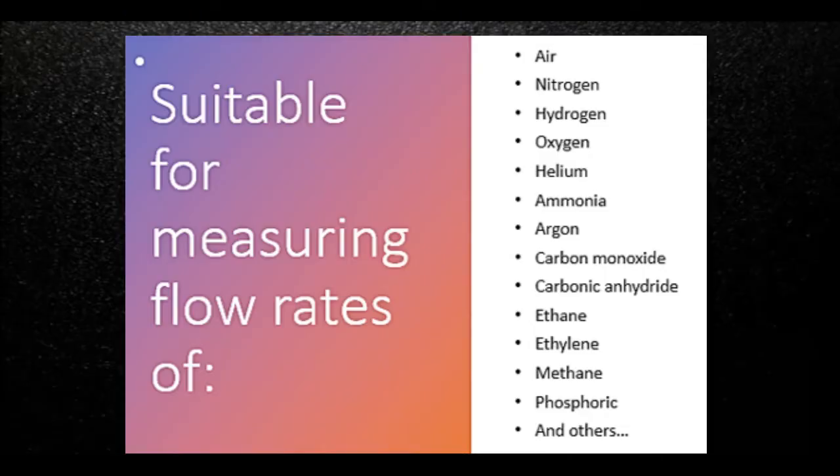There are no obstructions of the fluid because the measuring tube is straight and its internal walls are smooth. This instrument is suitable for the gases in this list. It can also be used in liquids with very low flow rates.